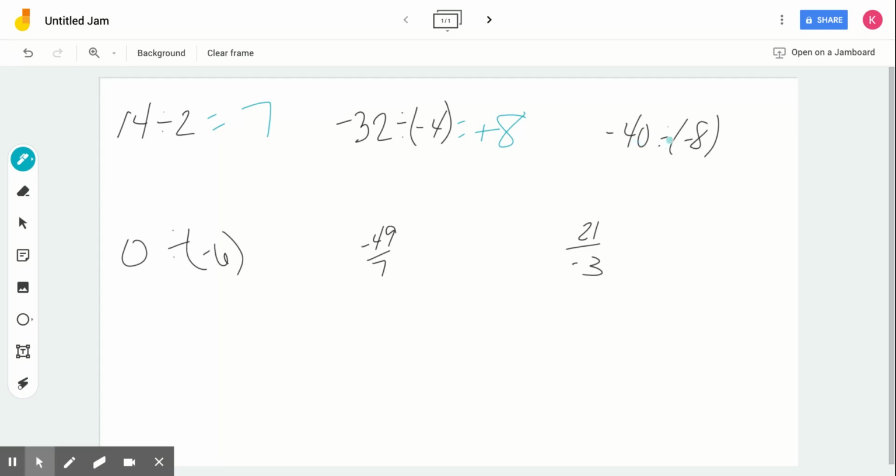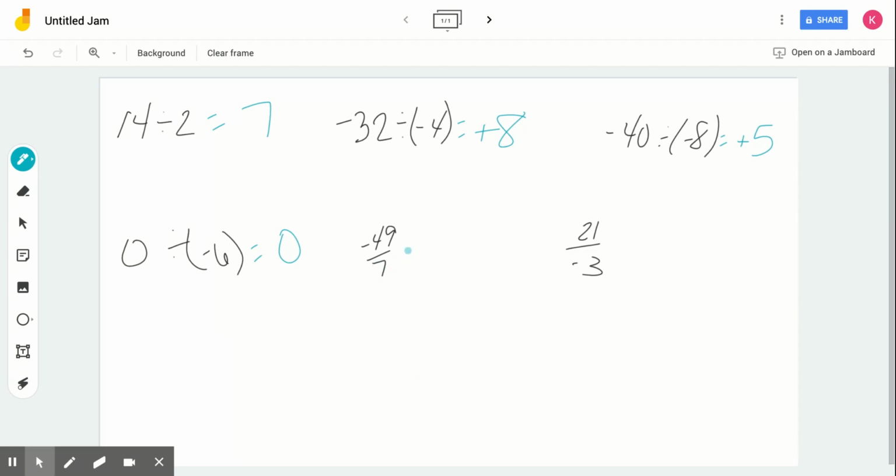The third one here, we have negative 40 divided by negative 8. Again, 40 divided by 8 is 5. Same sign, or an even number of negative signs, will give us a positive answer. The fourth one, number 4, 0 divided by negative 6. We can't divide 0 by anything, so it's just going to be 0.